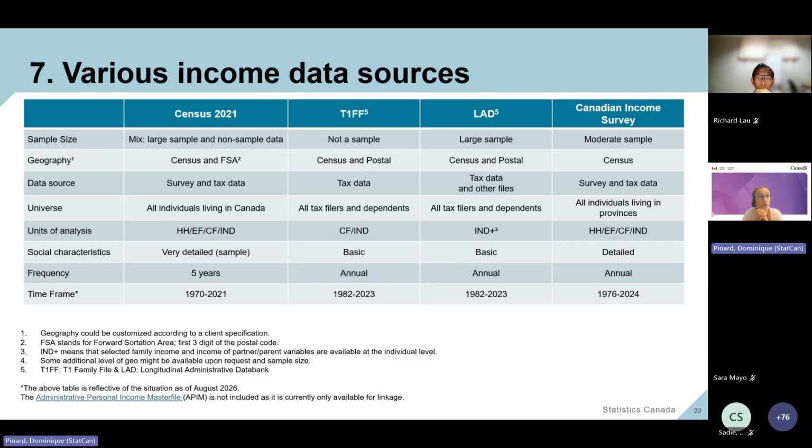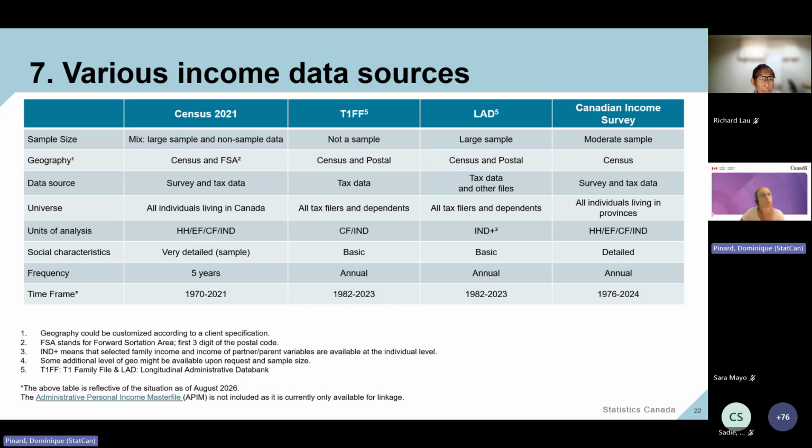Now, let's just discuss the various income data sources that are available at Statistics Canada. This is to help you better understand the differences between the various sources of information that you might see and be exposed to, and understand how they interact with each other.